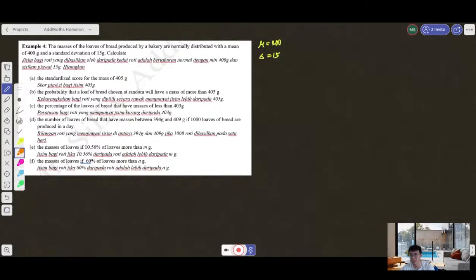So A, find the standardized score. I want to find what is Z. Z is X minus the mean over the standard deviation. So the X is 405, minus the mean, over the standard deviation. Then we find the answer.